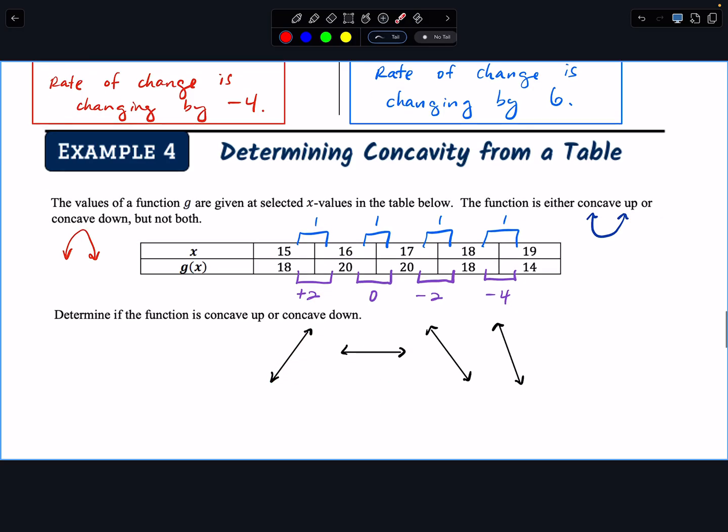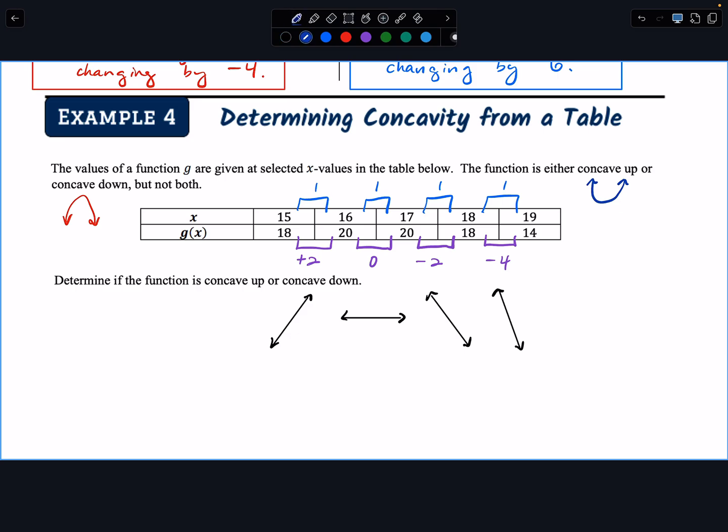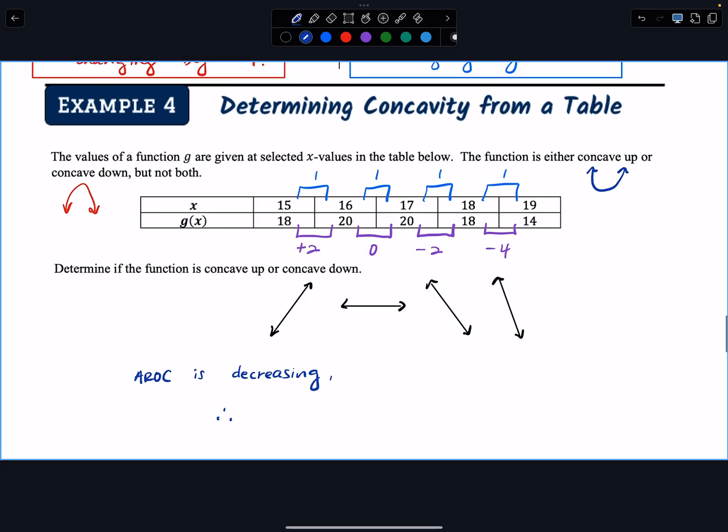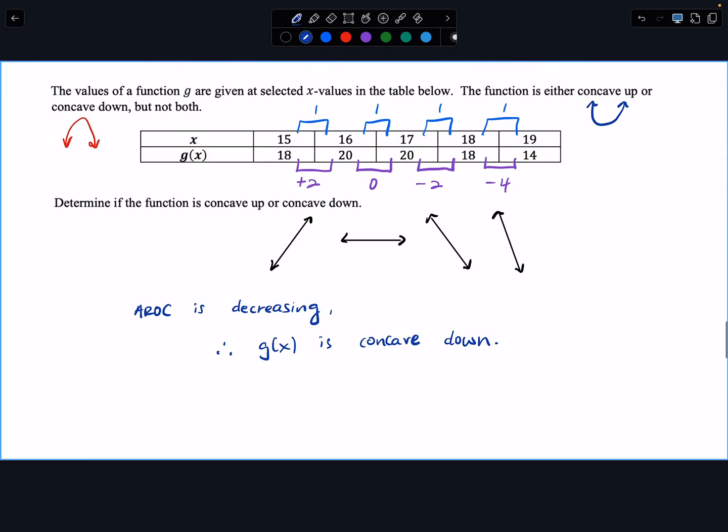So the function, let's write this down first. The average rate of change is decreasing. You guys have seen this in my class, right? Those of you guys who have had me before. What do those triple dots mean? Therefore, okay, good. You guys just know that too. Therefore, g of x is concave down.